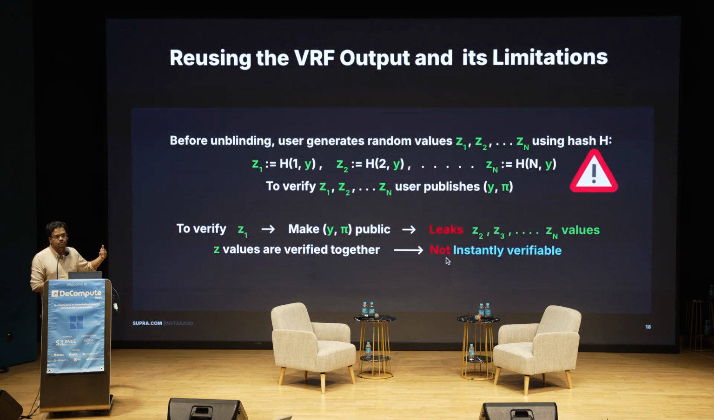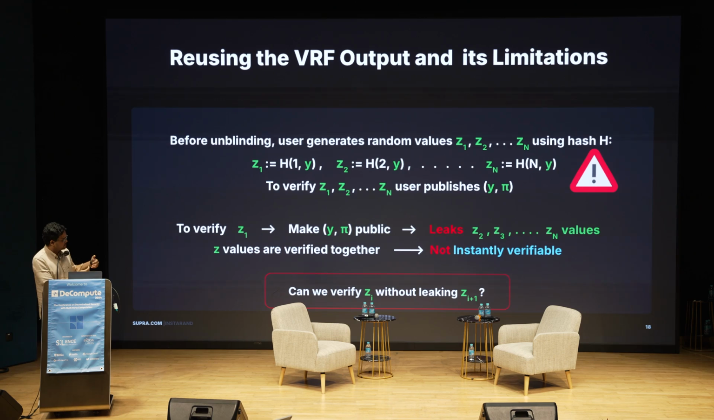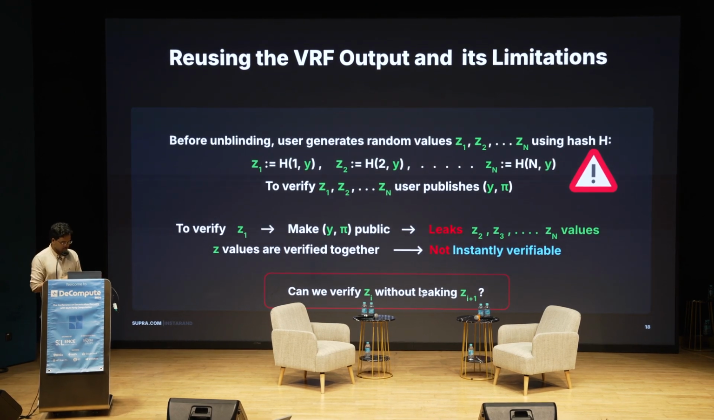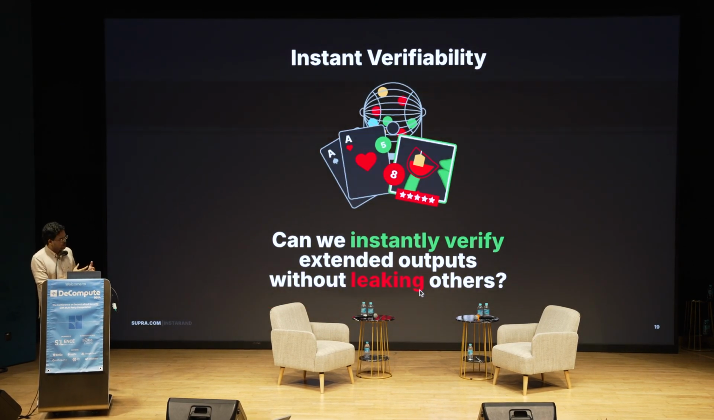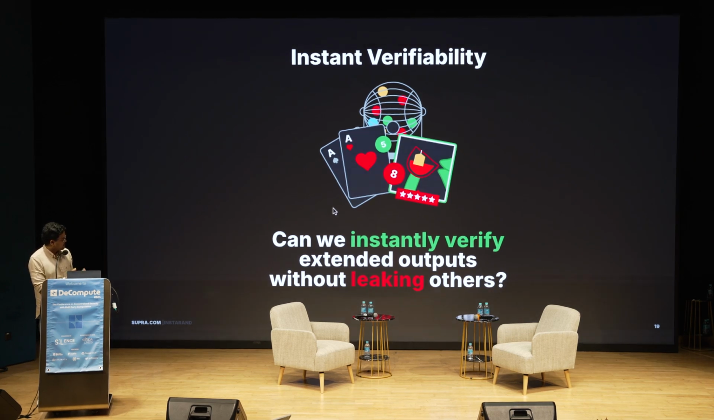So you cannot really use it in the dice game that I showed you previously, because you wanted to verify each of the die rolls separately, independently when they're used. So the question that we ask is, can we verify each zi value independently? Basically, can we verify zi without leaking zi plus 1 or any zj? So that brings us to the question of instant verifiability. So the question is, can we instantly verify extended outputs without leaking the other outputs?